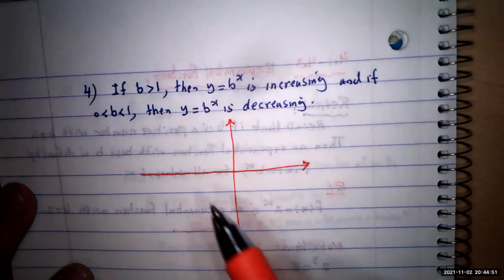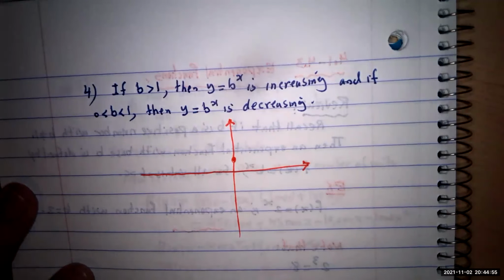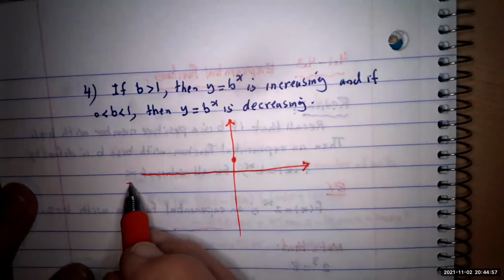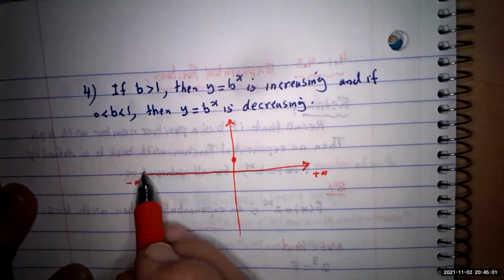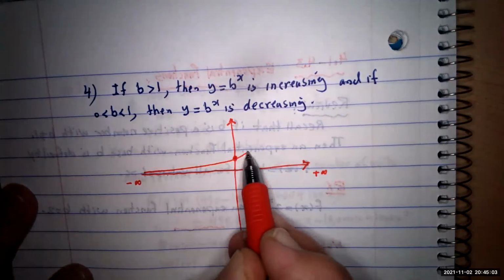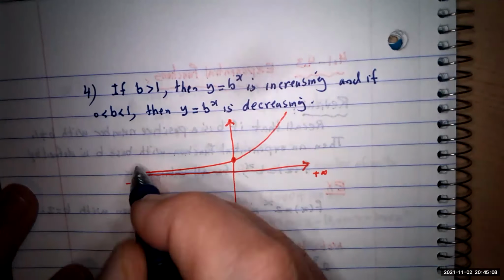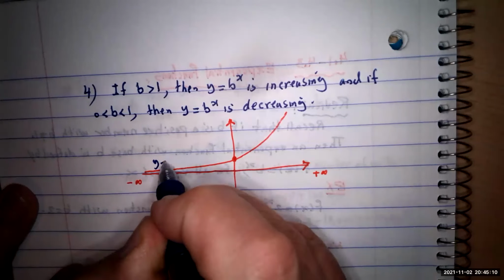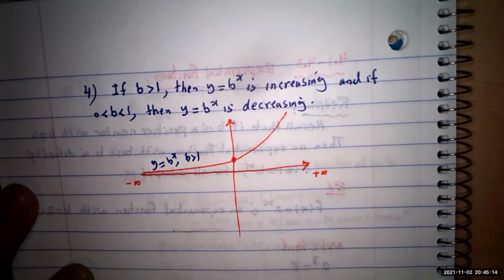If x is equal to 0, the function is going to be 1. If it's increasing, you see the domain is negative infinity to positive infinity. So you start from here and it's going to be up, up, up, up. So this is the graph of y equals b to the x when b is bigger than 1. If b is less than 1, it's going to be the other way around.